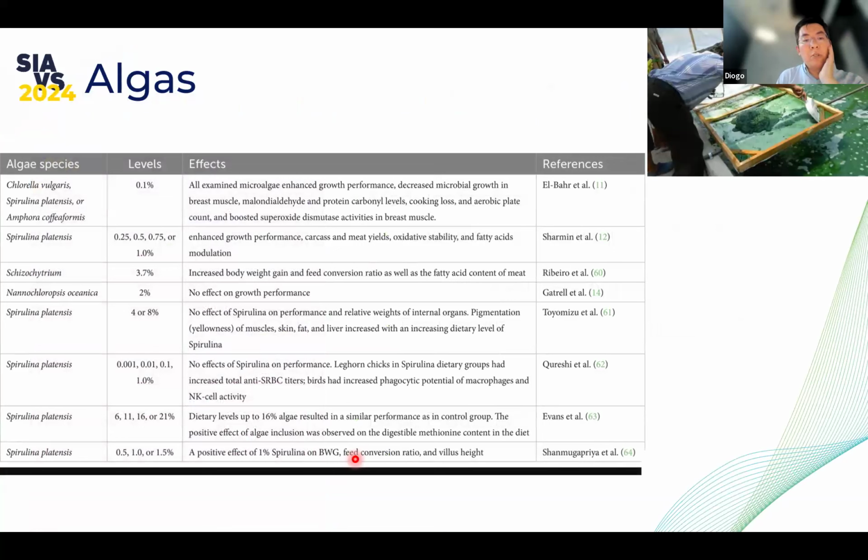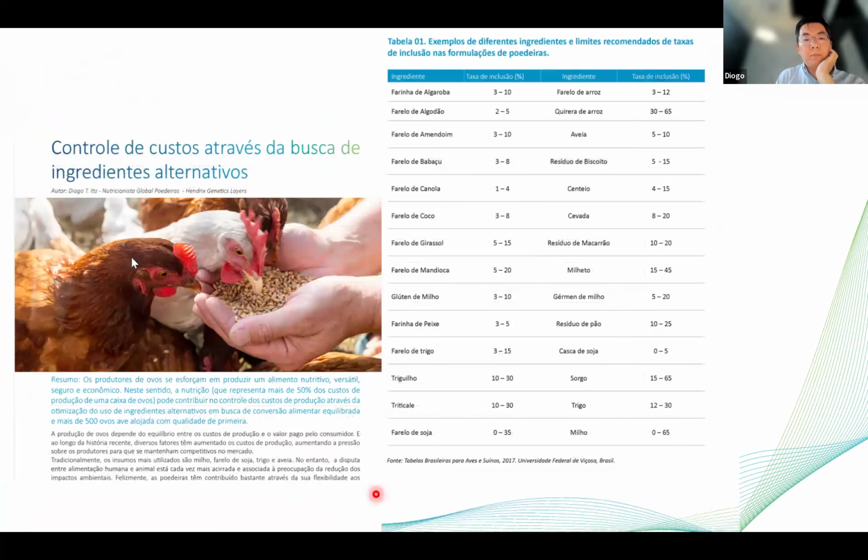Algae is another important ingredient. We are mostly looking at the land, but we need to also remember the water as a source to produce different kinds of ingredients. On our website, Hendrix Genetics, we have already prepared a small technical article about the use of alternative ingredients in layer diets.